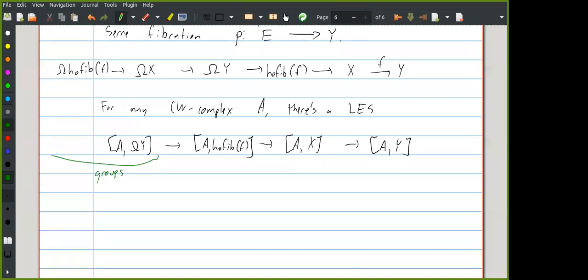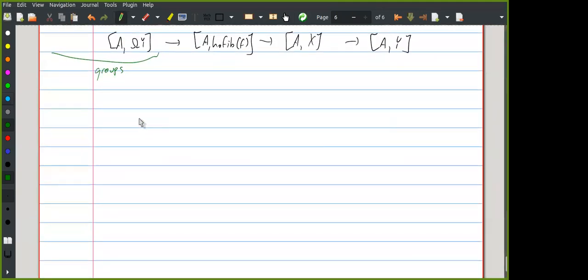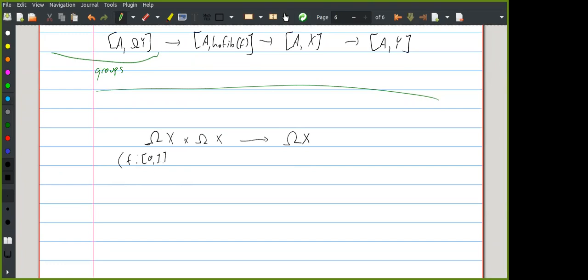Are loop spaces group objects in the homotopy category then? They are, yeah. So maybe I can say why. The multiplication map on a loop space is you compose the loops. So if I have two loops in X, I can think of them as maps from an interval to X, with the property that both ends of the interval go to the base point of X.